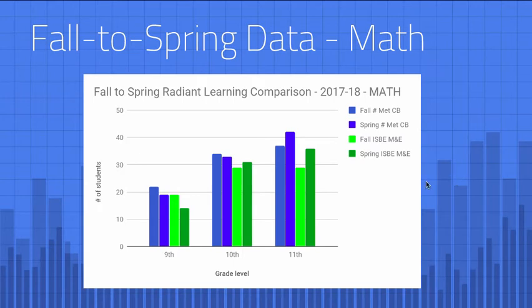For math, again, ninth grade, we have to figure out what's going on here because we decreased in both the College Board benchmarks and the ISB meets and exceeds benchmarks. 10th grade, College Board, a little less, but we did see an increase in the ISB benchmarks. 11th grade, again, some very good growth.